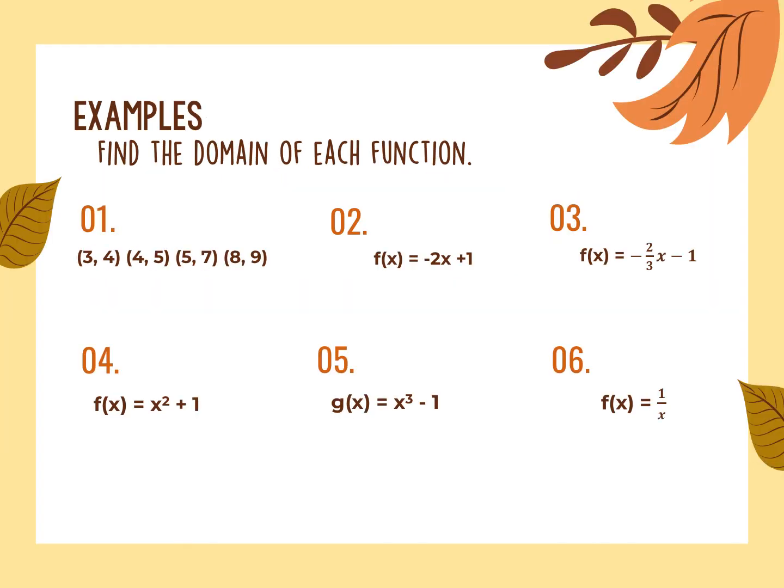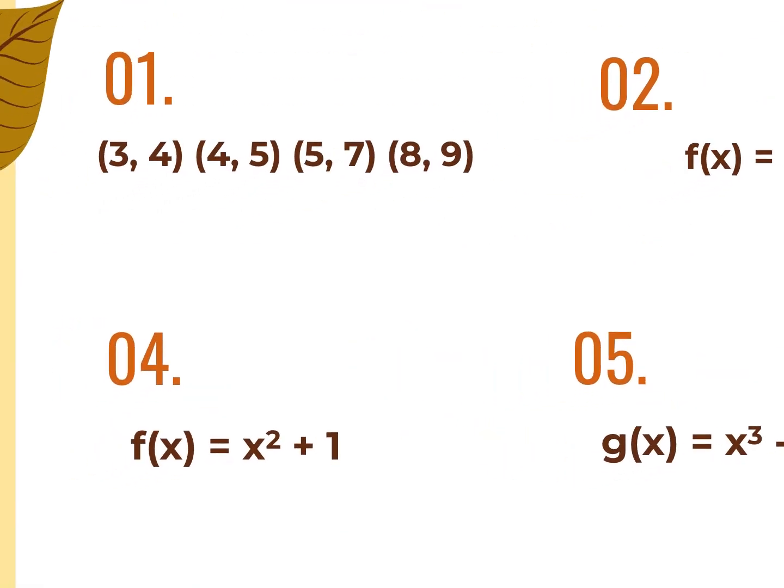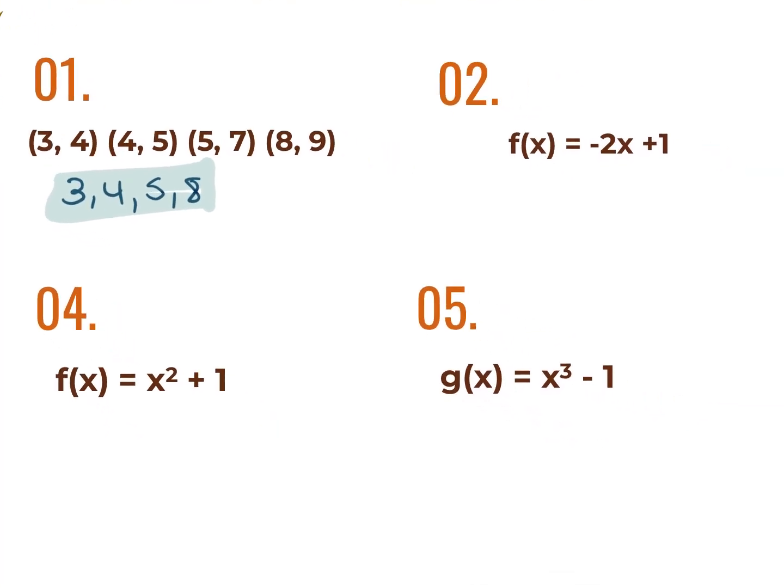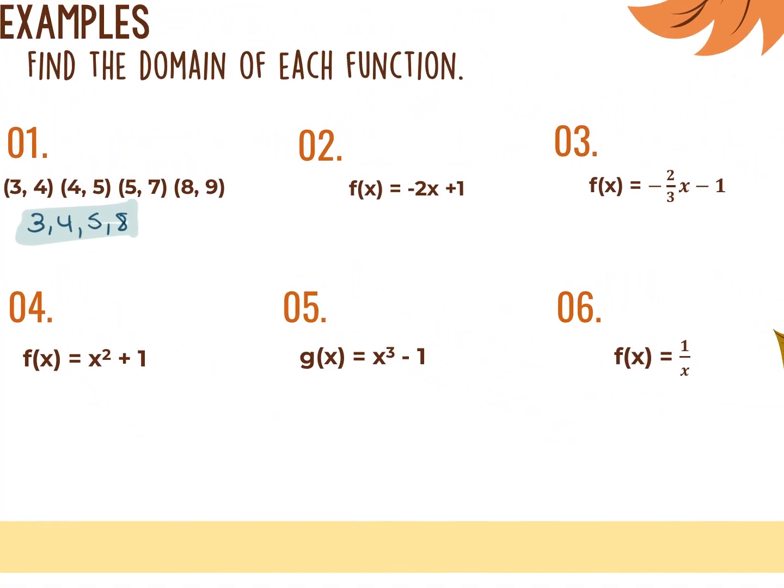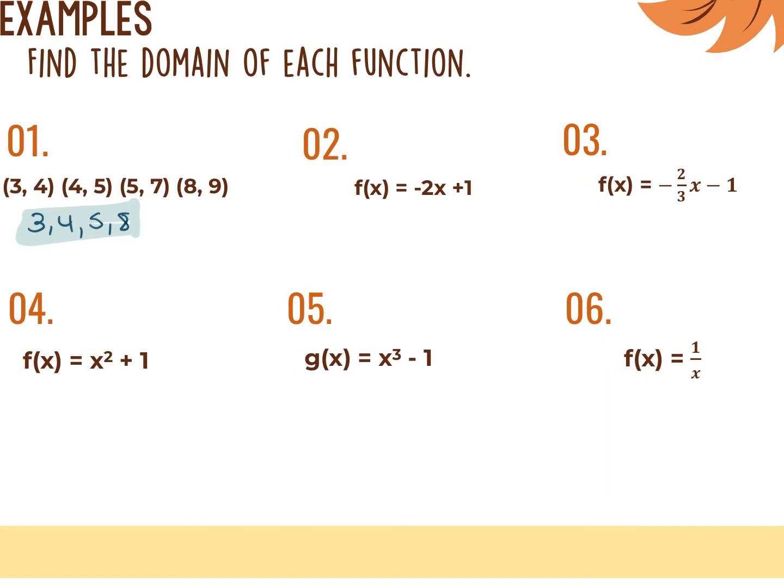So 1 is based on just point value. What did we say? Which coordinate is your domain, x or y? So if I have coordinate points, then my domain is literally a list of all the x's. So it is 3, 4, 5, and 8. Just listing the x values. The rest of them are equation based. So we are looking to see if there's a variable in the denominator, a variable under a square root, or a variable under a square root in the denominator.